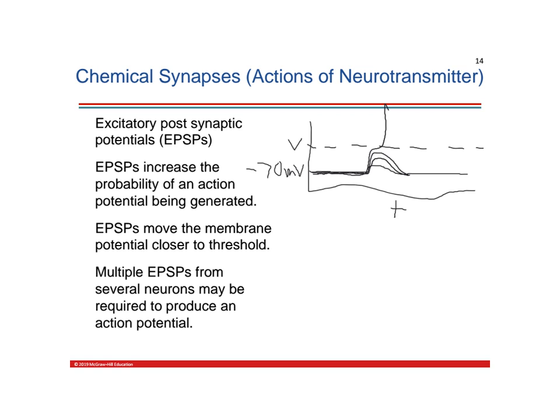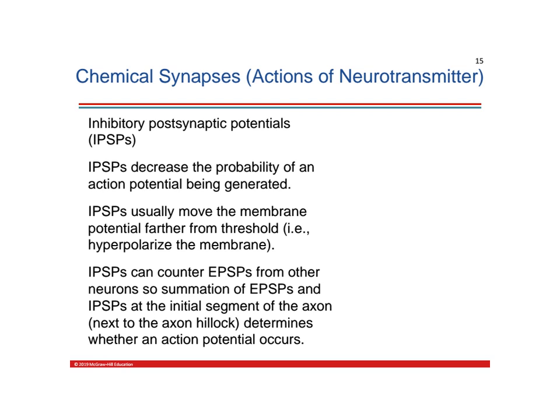Okay, so we'll move on next to IPSP. The definition of an IPSP is very similar, just in the opposite direction. We have here voltage and time. So an IPSP will decrease the probability of an action potential being generated. So we have our neuron here with a resting membrane potential of negative 70 millivolts.